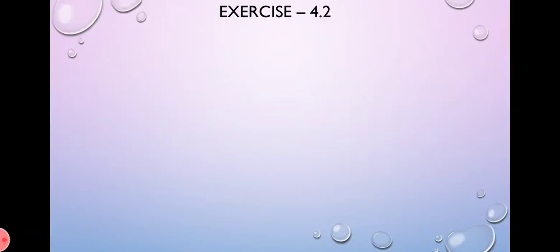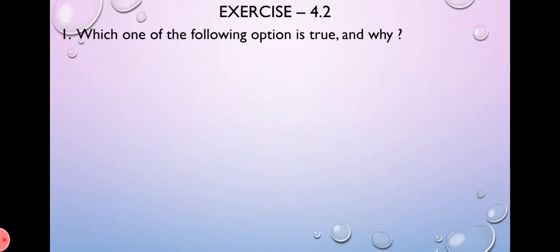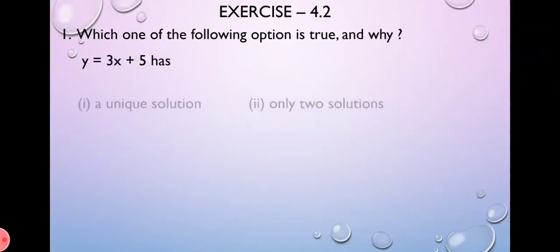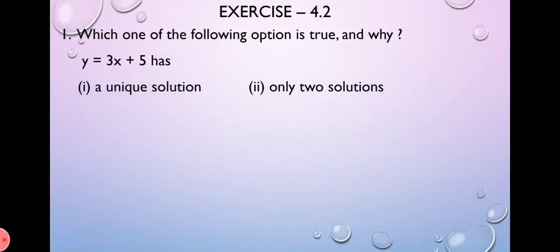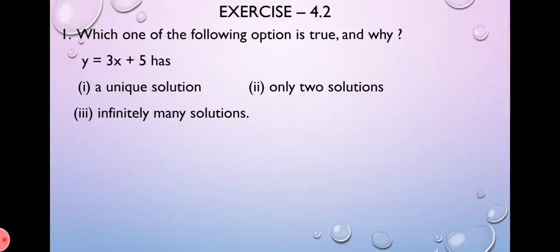Now let's solve another exercise, that is exercise 4.2. Question number 1. Which one of the following options is true and why? For the linear equation y equal to 3x plus 5, the options given are: a unique solution, only two solutions, and infinitely many solutions. Here a linear equation is given and you have to find out which of the three options is true, and you also have to mention why it is true.